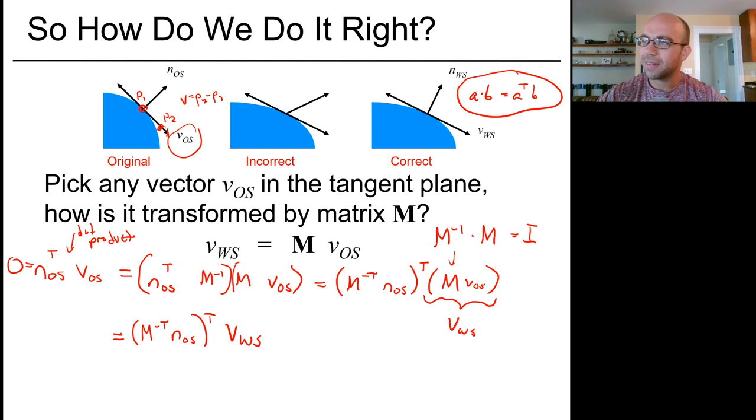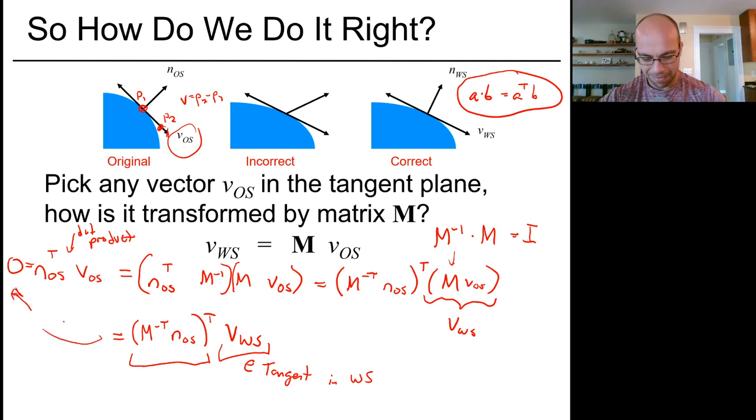So take a look at what just happened here. I have a vector in the tangent plane in world space. I have some vector that I'm taking the dot product with, and I'm getting zero. So what must this object be? This is actually the normal in world space, right? Because it is a thing whose dot product with a tangent vector in world space is equal to zero. Okay, by the way, this is up to scale, meaning that I may have to normalize this thing, because typically you really do want your normals to be unit length.